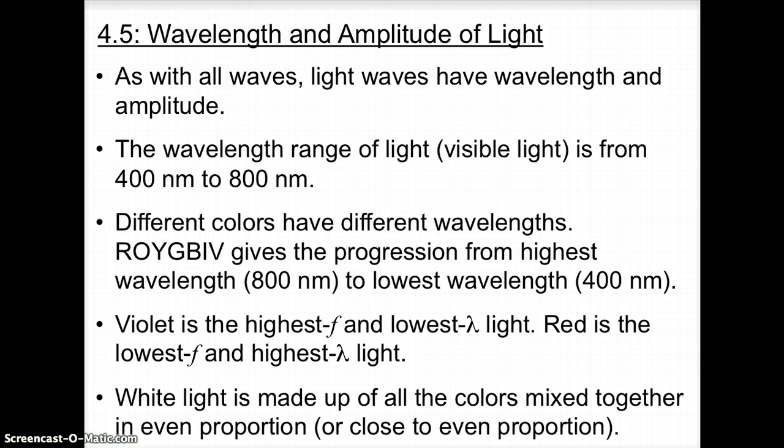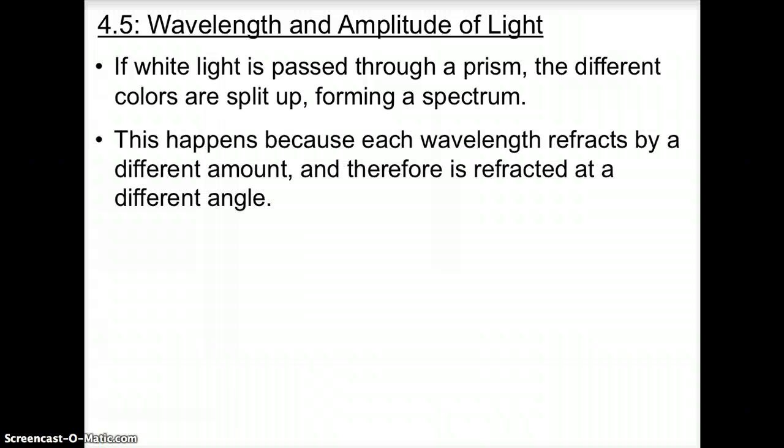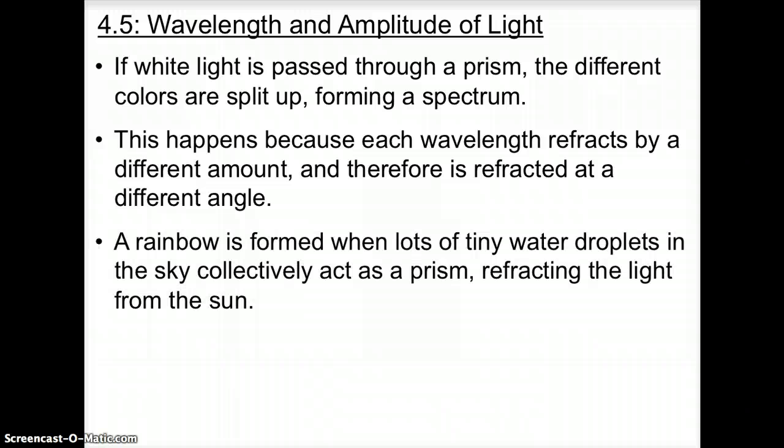So white light is simply all the colors of the visible spectrum mixed together in even, or fairly even, proportion. If white light passes through a prism, the different colors are split up and they form a spectrum. The reason this happens is because the angle of refraction depends on the wavelength. We didn't study this, but if different wavelengths of light pass through the same medium, they will refract at different angles. So different wavelengths refract by different amounts.